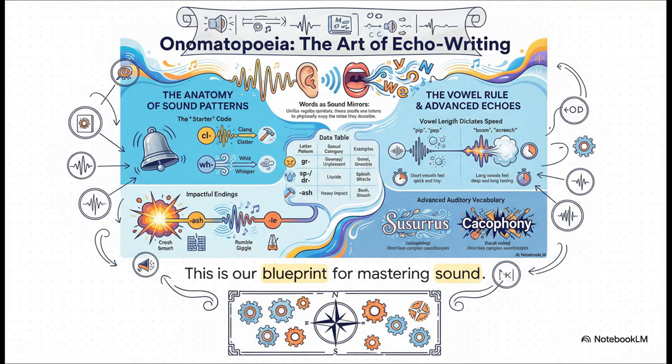Think of this as our blueprint. I know it might look a little complex at first, but it basically maps out the entire anatomy of an echo word. We're going to look at how these words start, what the vowels in the middle do, and of course, how they end. So let's break it down, starting with what I call the starter code.